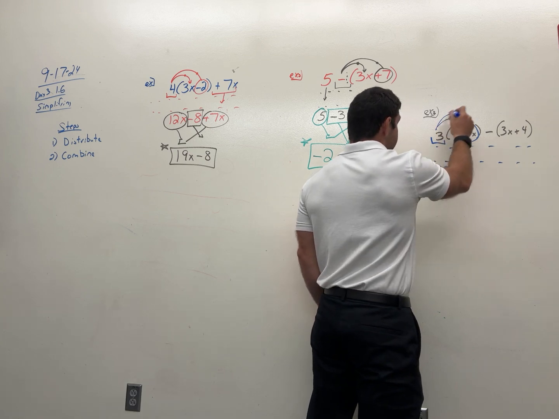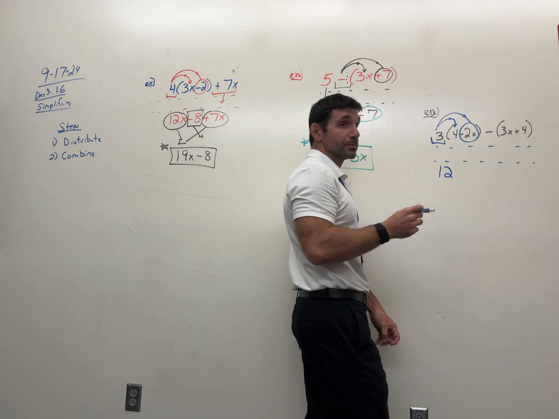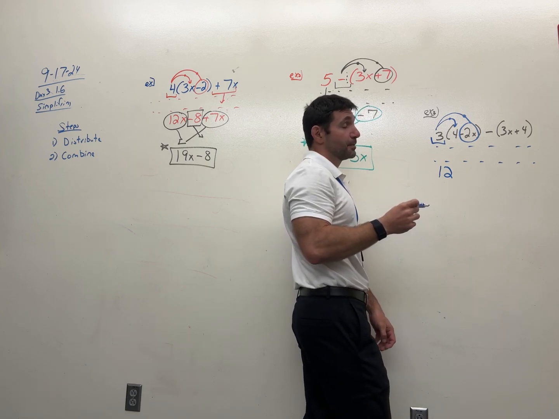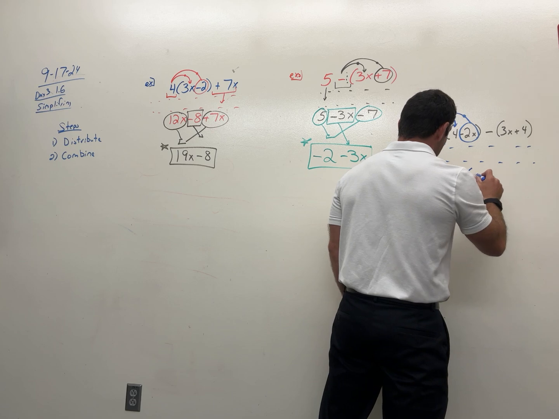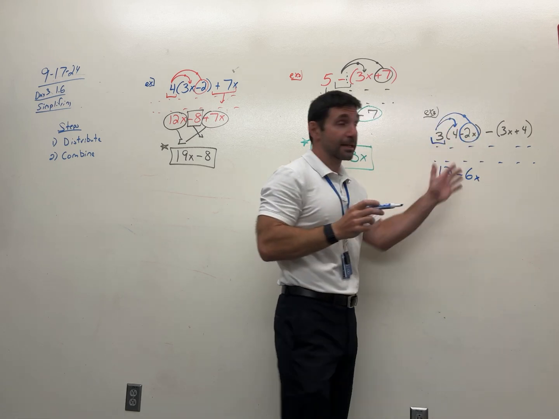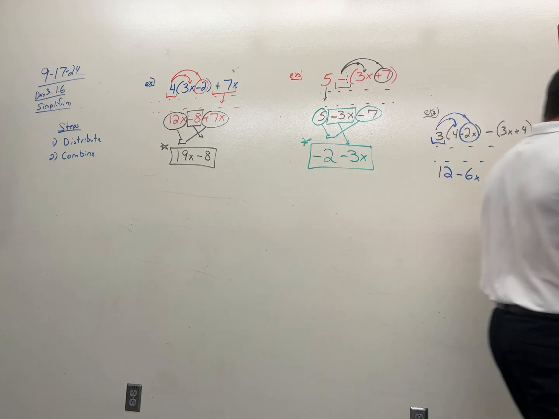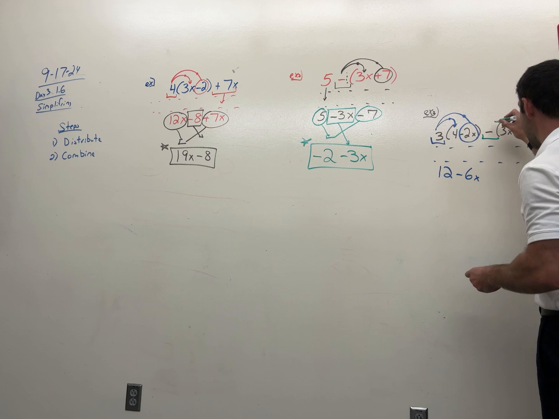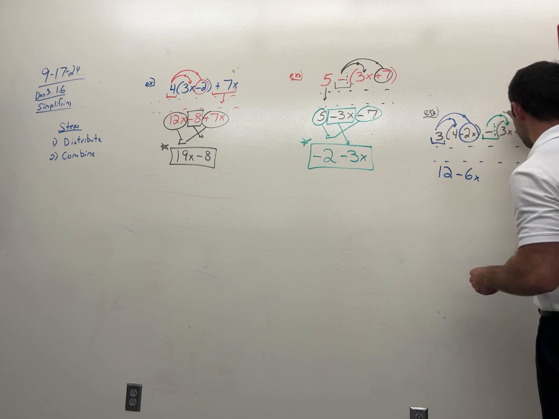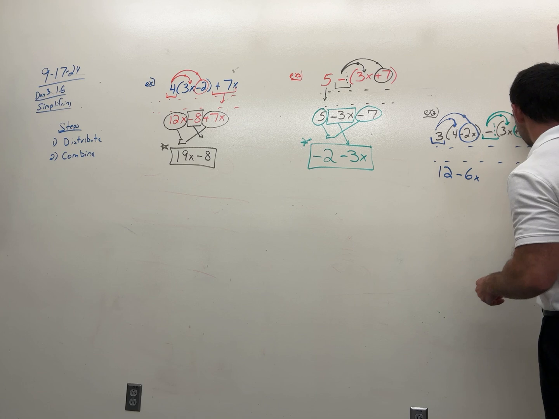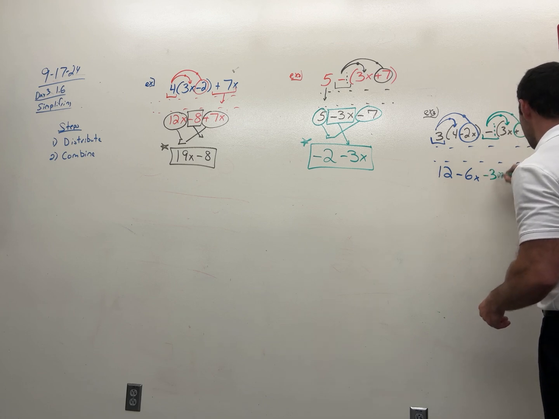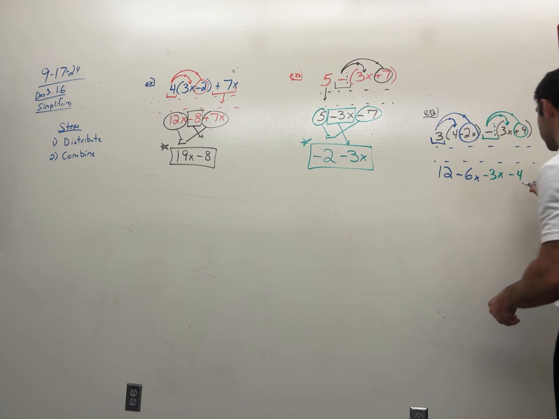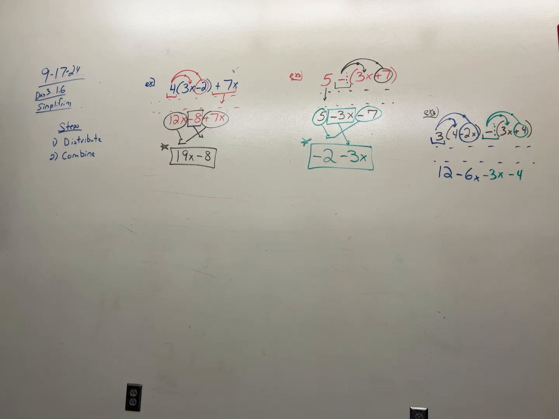12. 3 times a negative 2x is negative 6x. Why? Positive times a negative. Okay, that's the first one. Am I done distributing? No. What else do I need to distribute, Kendall? The negative 1 to the 3x and negative 1 to the positive 4. So that gives me negative 3x. Negative 1 times 4 is negative 4. Okay, so here we are.